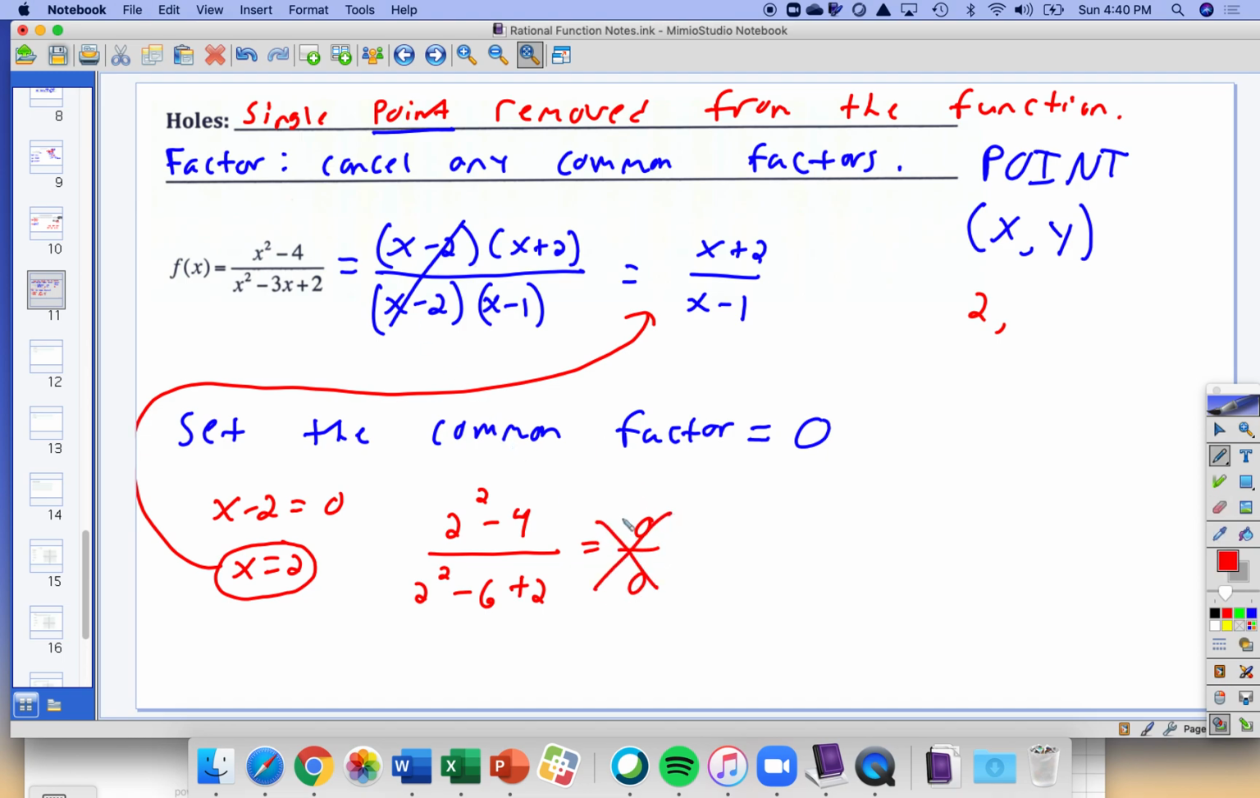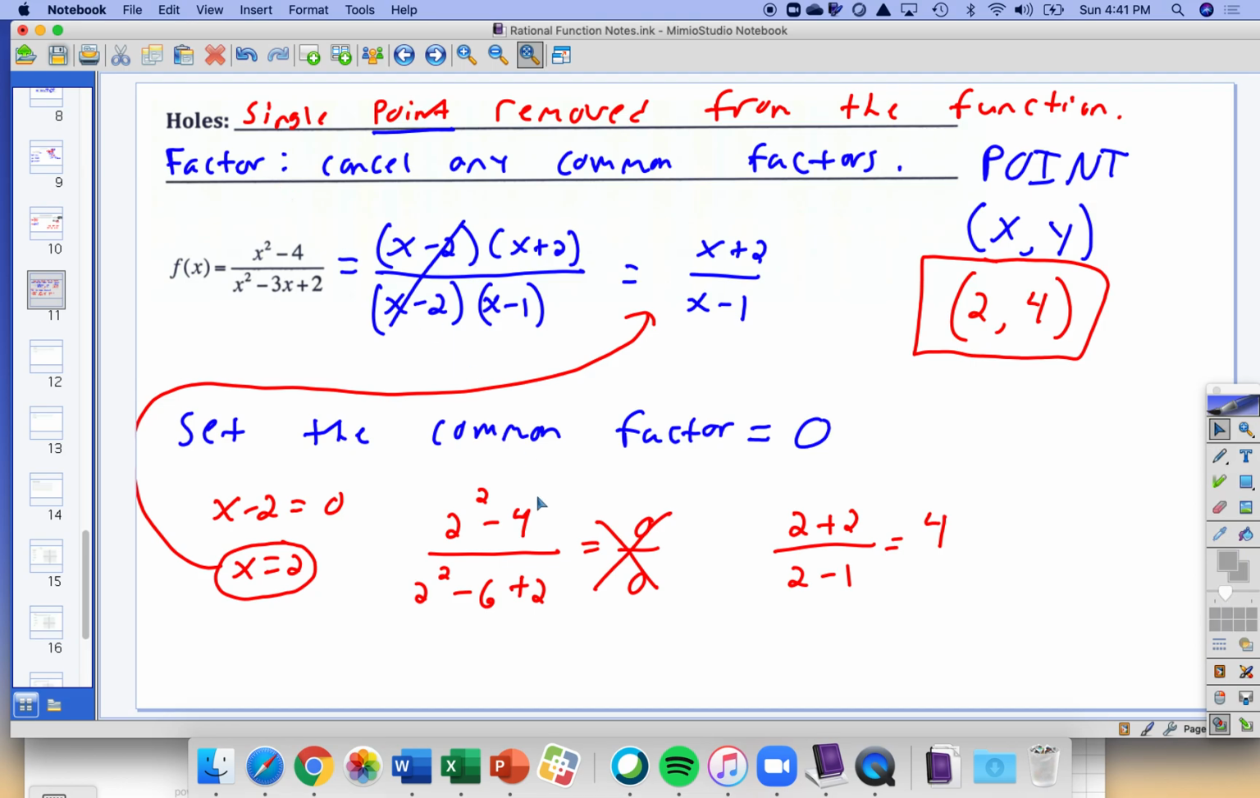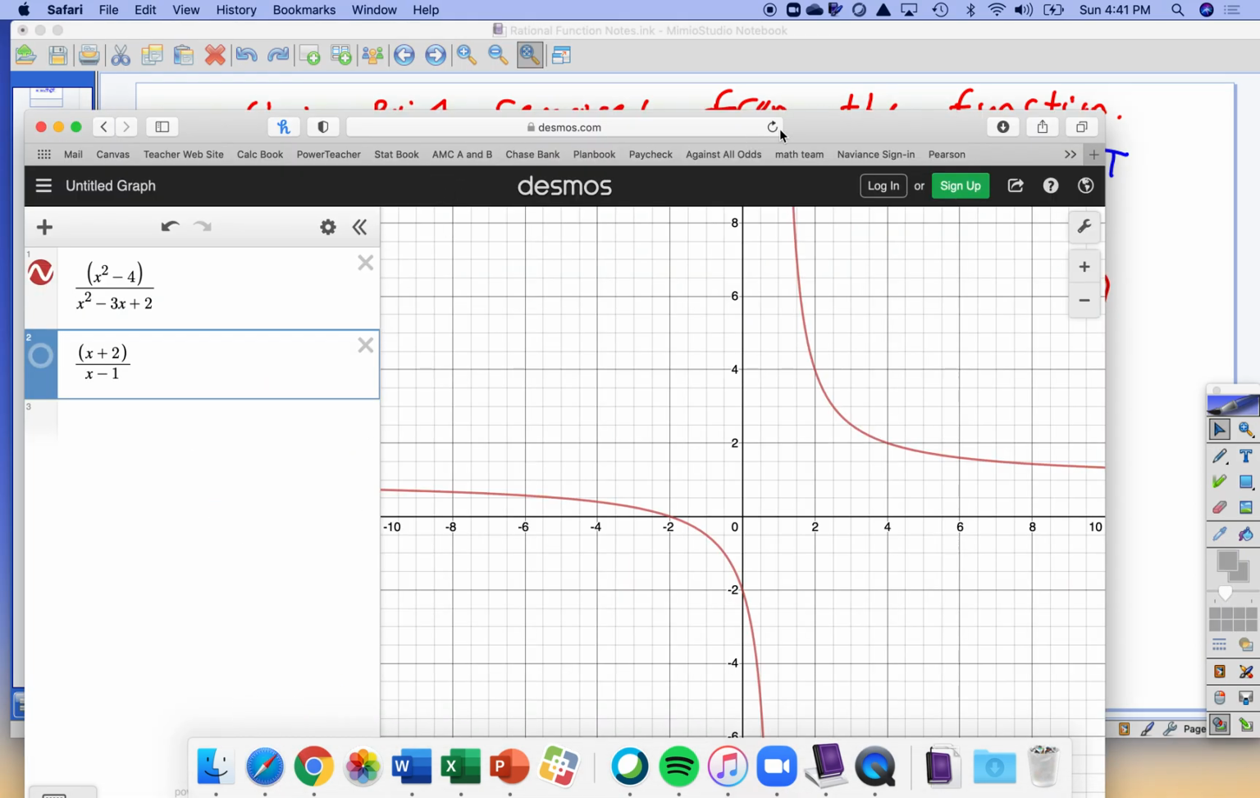So what we have to do is input it into the simplified version. And when we do that, we get 2 plus 2 over 2 minus 1, which is 4. So we get the point (2, 4). So in this example, the hole is at (2, 4). What does that mean? It means if I was to graph this and I was to go to the point (2, 4), there would be a physical hole missing there. And I will show you. Here is the function.